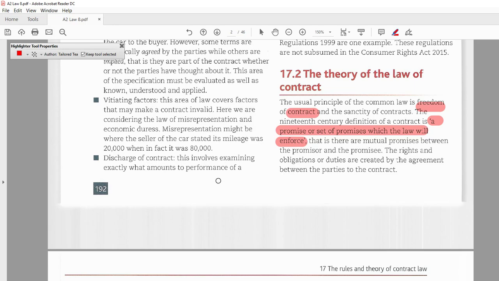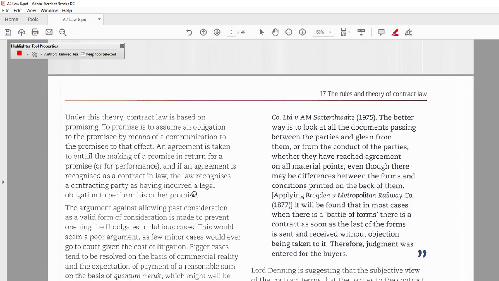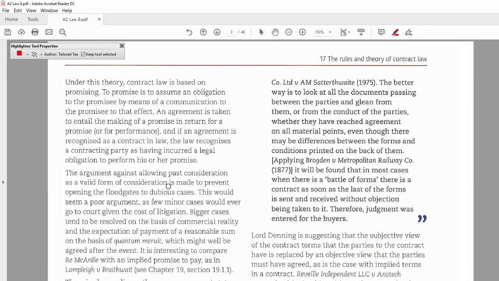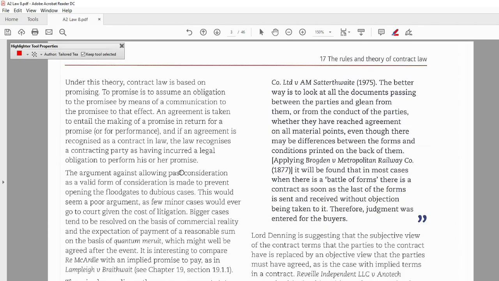Okay. So if I go through this now, it says, look, under the theory of contract is based on promising. That's nothing new to you. It's just talking about the idea of promise and consideration and so on. Yeah. So it says here, the argument against allowing past consideration. Oh God, that's gone wonky, isn't it? The argument against allowing past consideration. Okay, I ain't gonna bother fixing that. All right, as a valid form of consideration is made to prevent opening the floodgate for dubious cases.